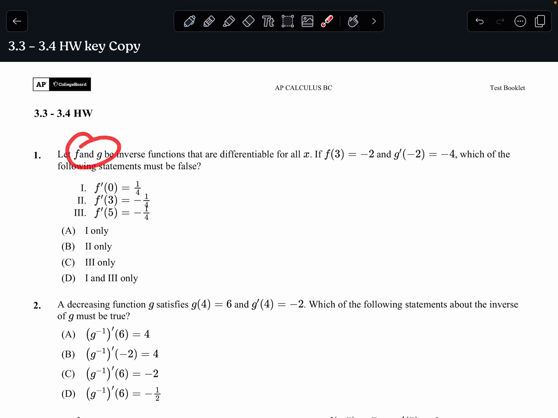So let f and g be inverse functions that are differentiable for all x. If f of 3 is equal to negative 2 and g prime of negative 2 is equal to negative 4, which of the following statements must be false?